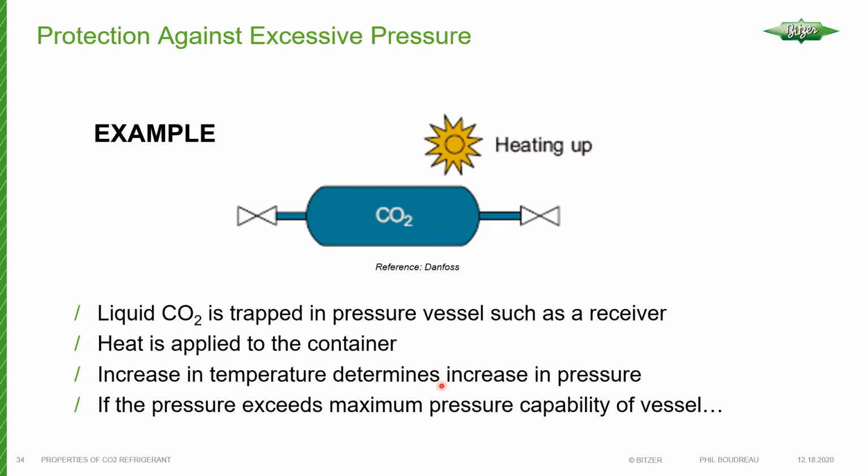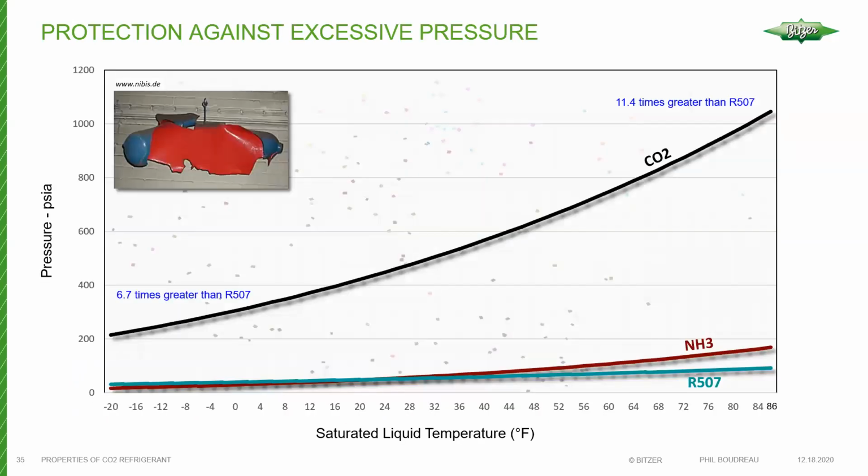The increase in temperature around a cylinder, of course, is going to determine the corresponding increase in pressure. Okay, so the volume again is fixed. So as we increase the temperature, the pressure, of course, is going to increase. Now, if the pressure exceeds the maximum pressure capability of the vessel, I think we know what can happen next.